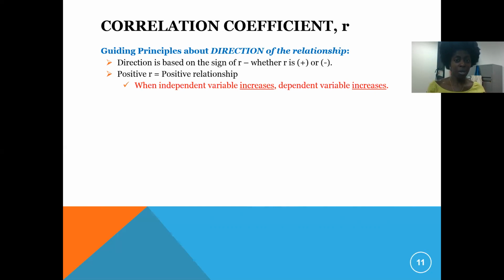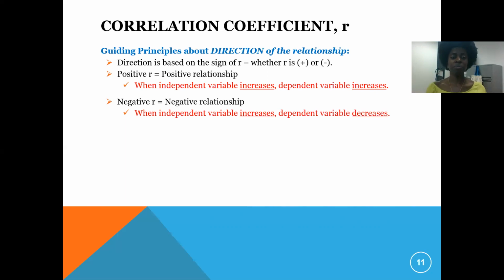When an independent variable increases, the dependent variable is increasing, right? When that x-axis is increasing and our y-axis is increasing, positive. On the contrary, if our x is going up, our independent variable is going up, and our dependent variable is going down, negative.